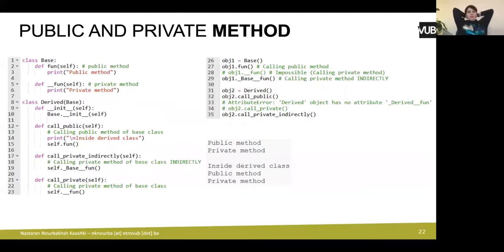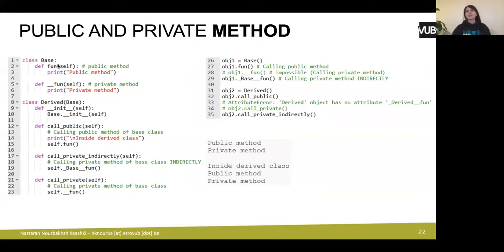So here we just talked about the data members, but let's see how we can access our methods. Accessing our methods: we have a class here, which is a base class or a parent class. It has two functions. The first function is public.